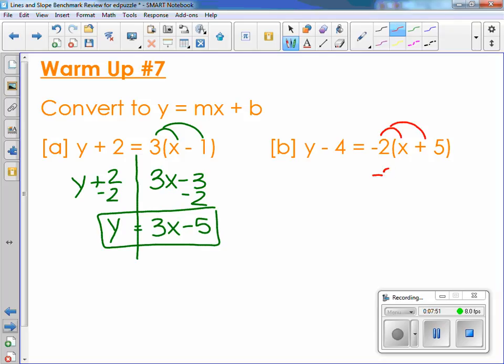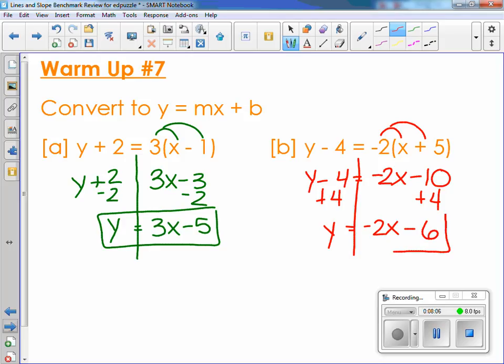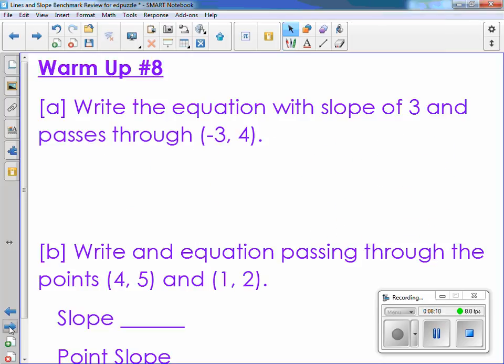So be careful on this one, you get a negative 2x. Negative 2 times positive 5, it's a negative 10. And your last step is to add the 4 over. So you get y equals negative 2x minus 6. All right, we have one more type of problem. I think that's our last one, yep.